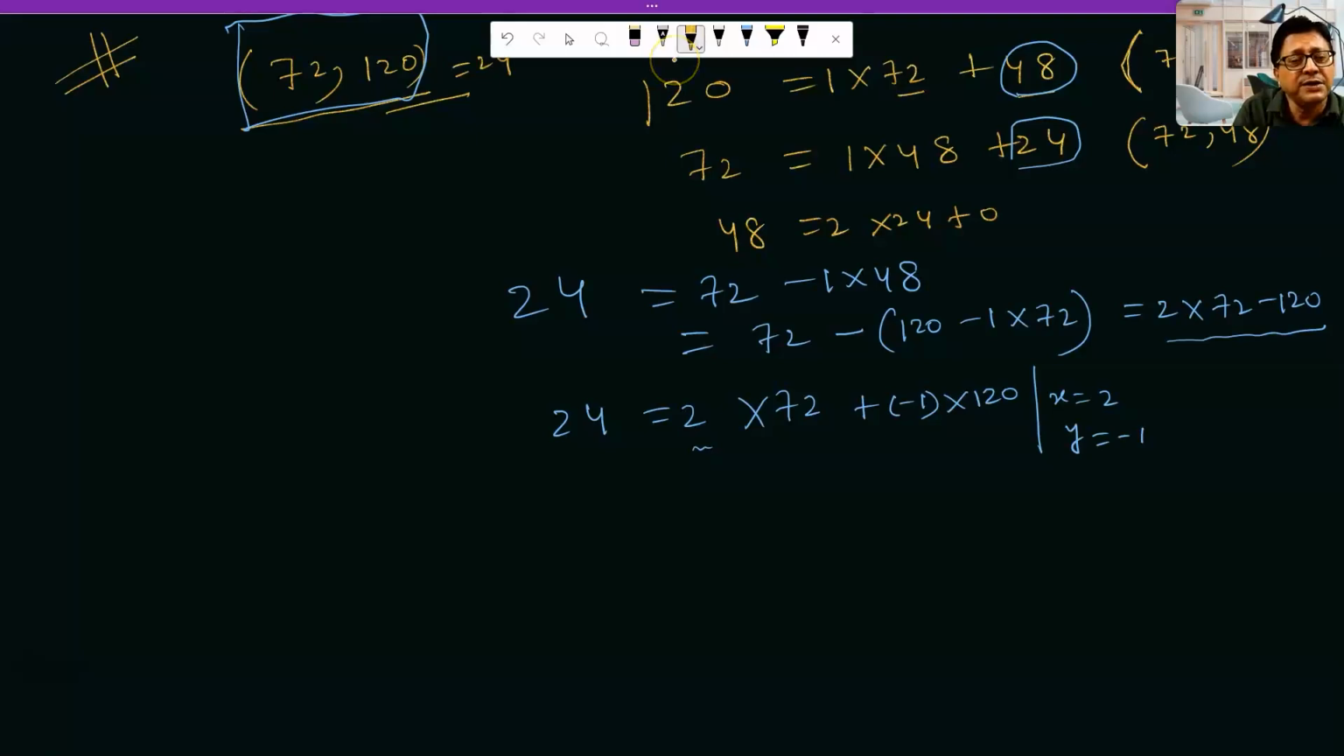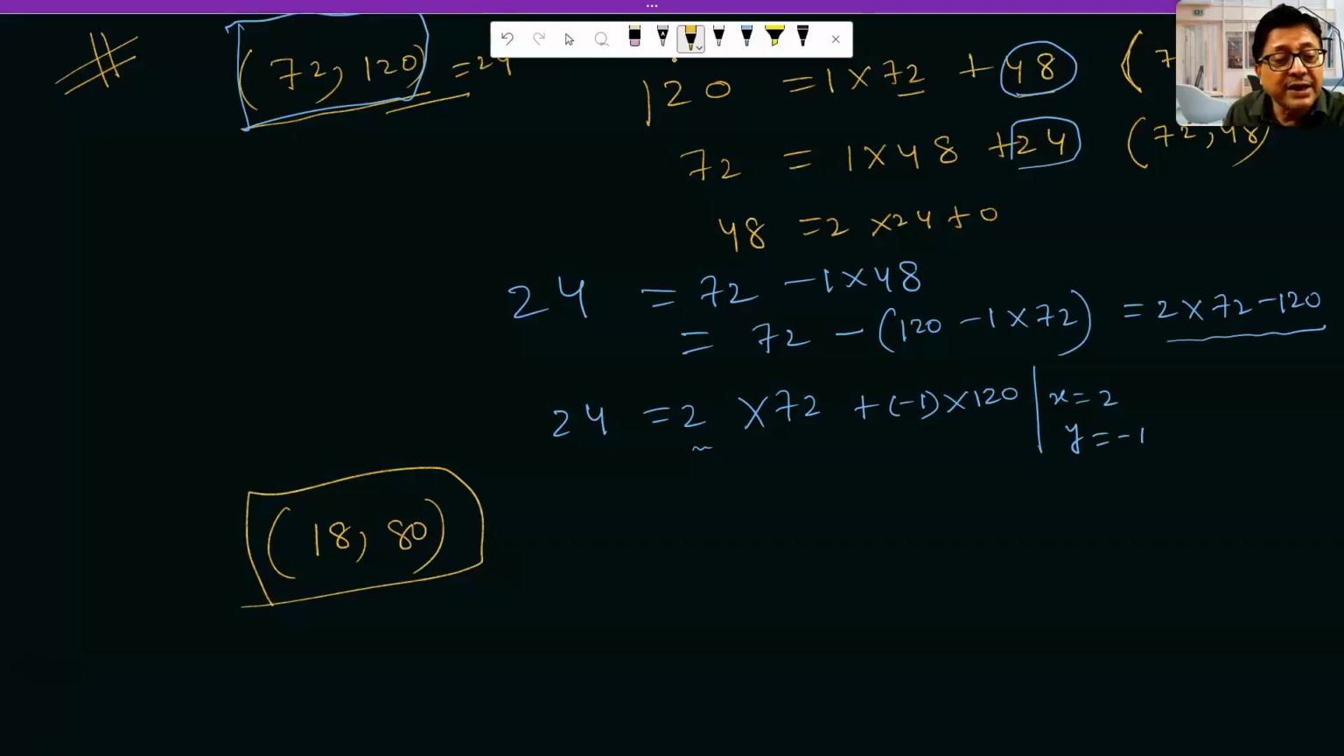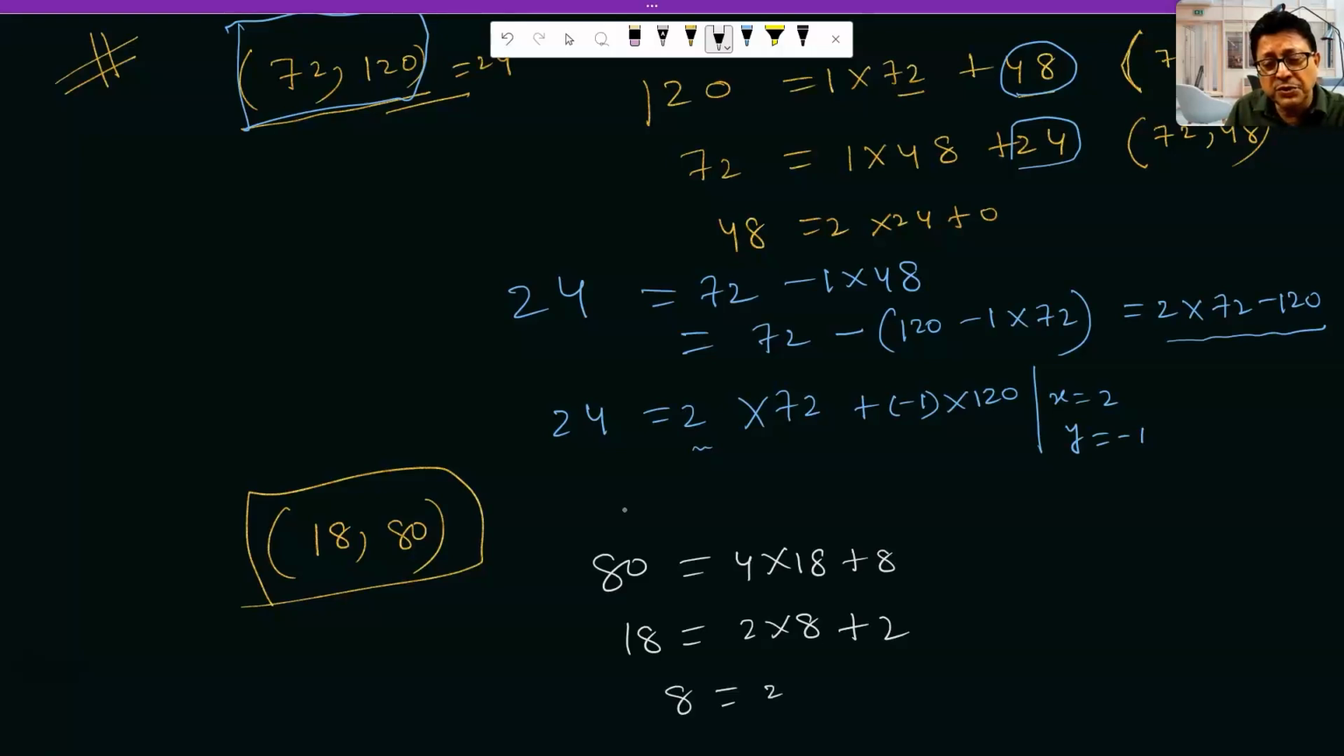Suppose you want to find GCD of the simplest one. Say 18 and 80. Their GCD you want to find and express as a linear combination of these two. So let us do it first because we are solving a similar problem here. So you start this manner, that 80 equal to 4 into 18 plus 8. 18 equal to 2 into 8 plus 2. 8 equal to 2 into 4 plus 0. Terminated here only. Isn't it?